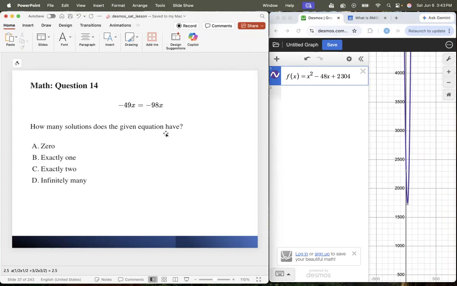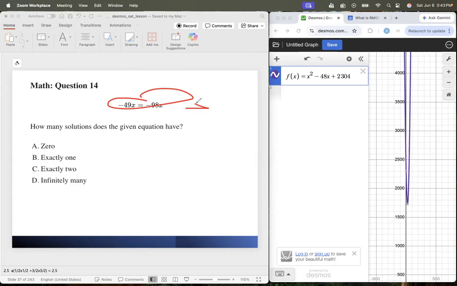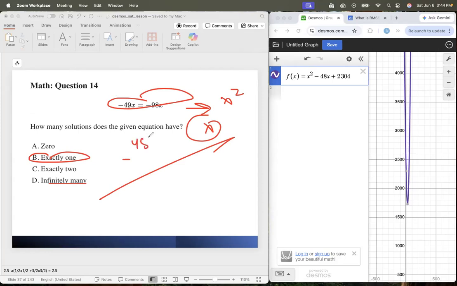How many solutions does the given equation have? This is also a free point if you overthink it. This is a linear equation. As you can see, there is no x squared there, so it's x. That means they have different gradients. If they have different gradients, they're going to intersect. Therefore, they're going to have exactly one solution. That's all. They cannot have infinitely many solutions because they are not equal to each other. The numbers are not the same. If you have 48x is equal to 48x, yes, then that's the problem.